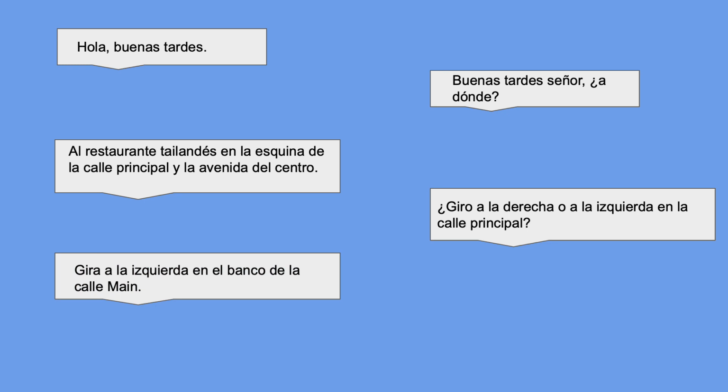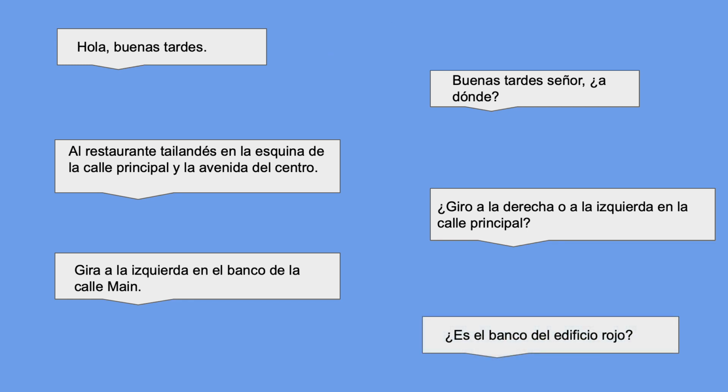Gira a la izquierda en el banco de la calle Main. Let's repeat that. Gira a la izquierda en el banco de la calle Main. Es el banco del edificio rojo. Let's try repeating that. Es el banco del edificio rojo.